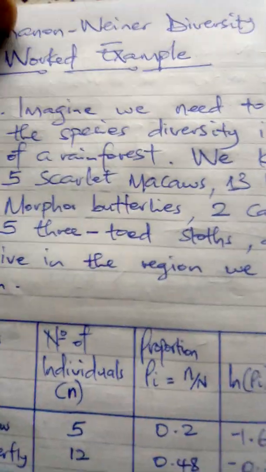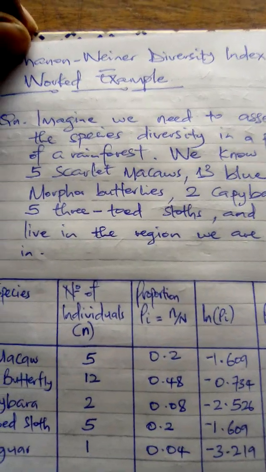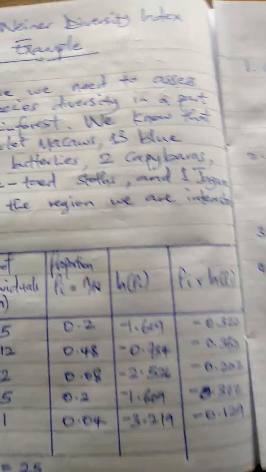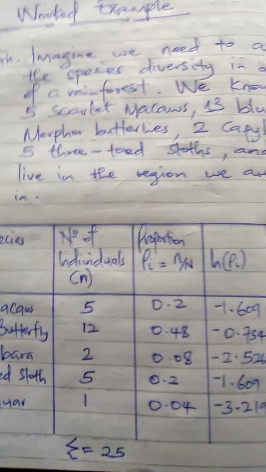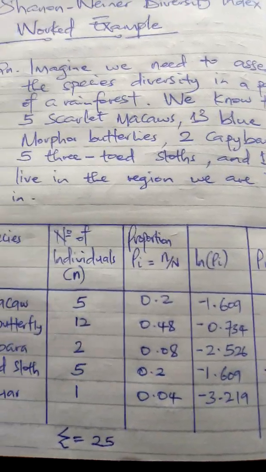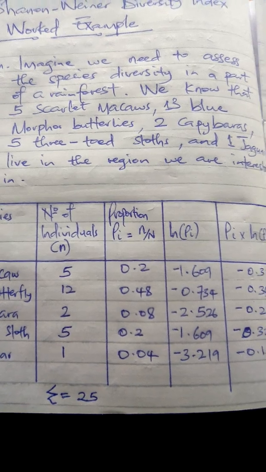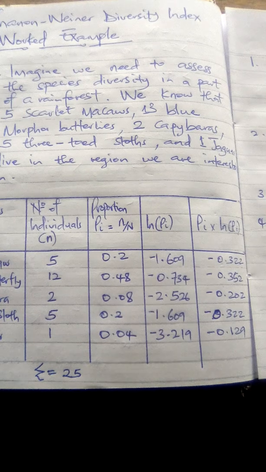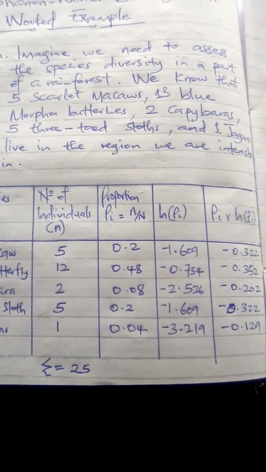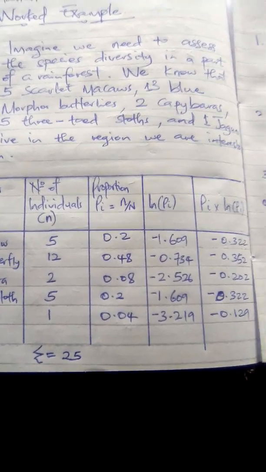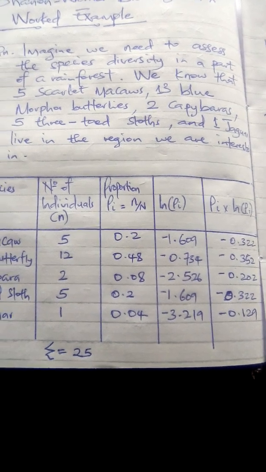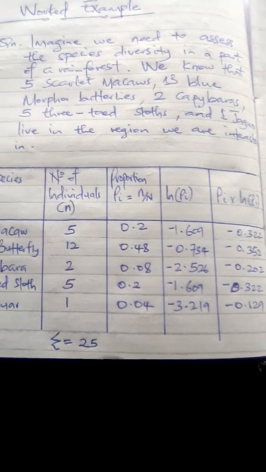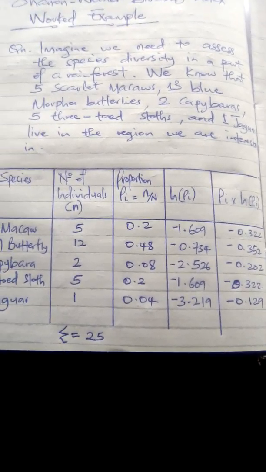We go ahead. Now we are going to move over to a worked example. The example says, imagine we need to assess the species diversity in a part of a rainforest. We know that 5 scarlet macaws, 13 blue morpho butterflies, 2 capybaras, 5 three-toed sloths, and 1 jaguar live in the region we are interested in.